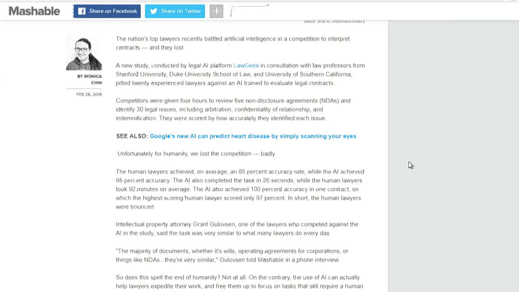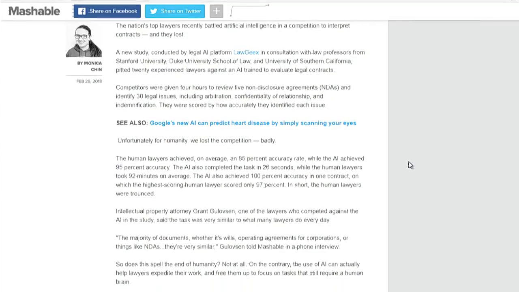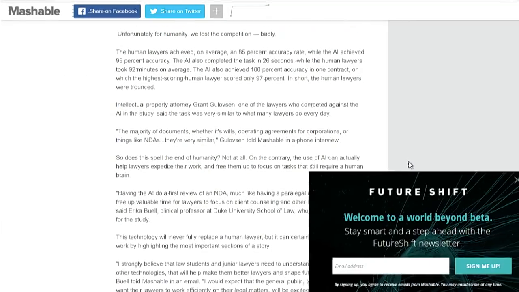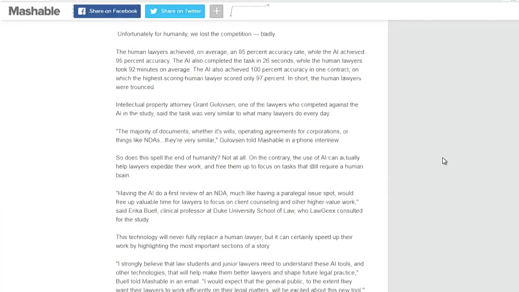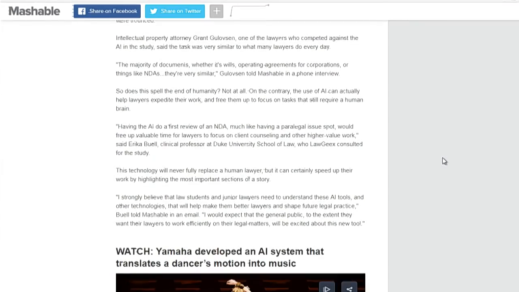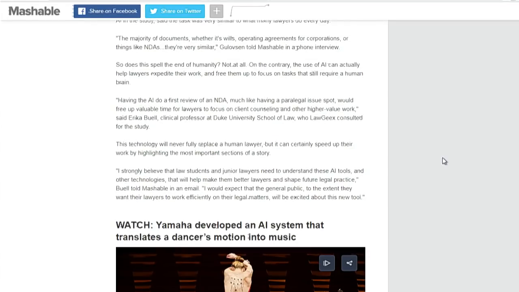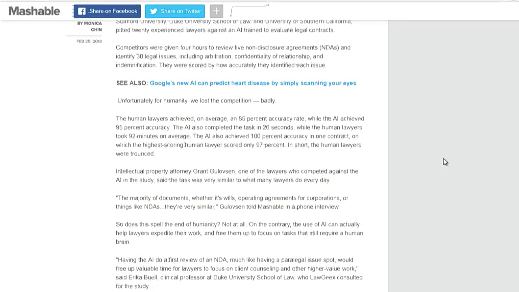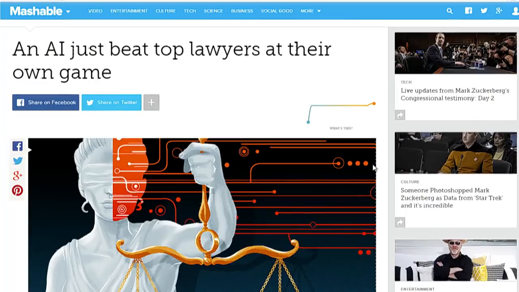And the test involved pitting this LawGeeks AI against a group of 20 experienced lawyers. They were given 4 hours to review 5 non-disclosure agreements. There were 30 legal issues, including things like arbitration, confidentiality, et cetera, in these agreements. And the AI and the lawyers were scored by how accurately they identified each issue.